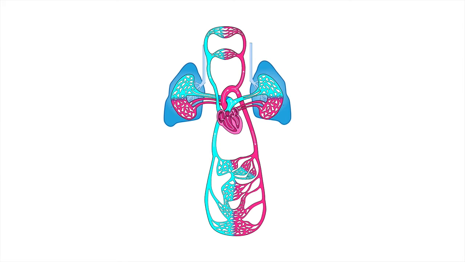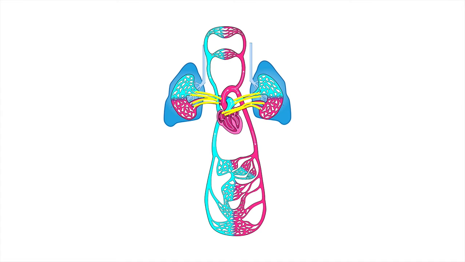Pulmonary circulation, on the other hand, is for gas exchange in the lungs. It sends blood from the right side of the heart to the lungs, where the blood picks up oxygen gas and releases carbon dioxide. Then the oxygen-rich blood travels back to the left heart.